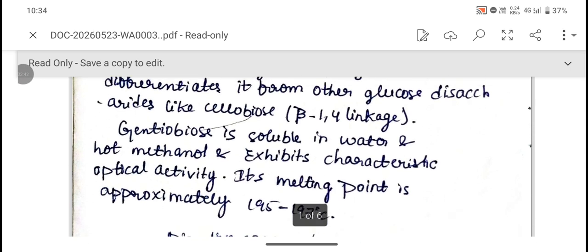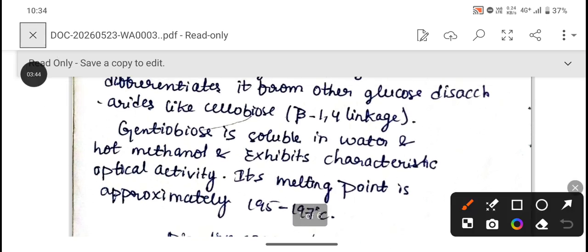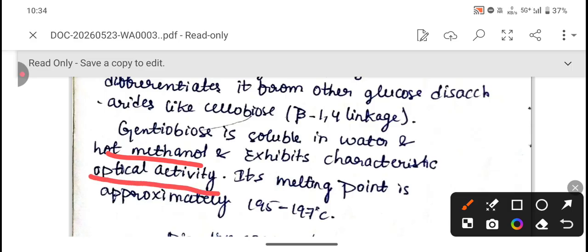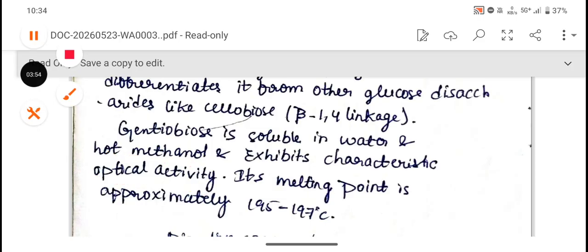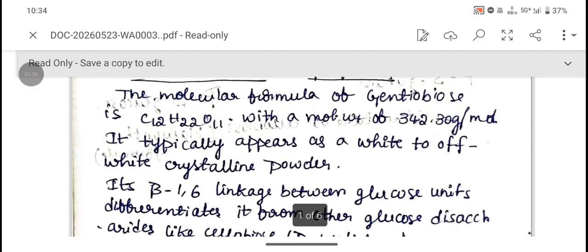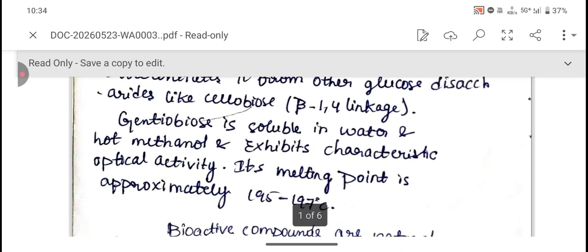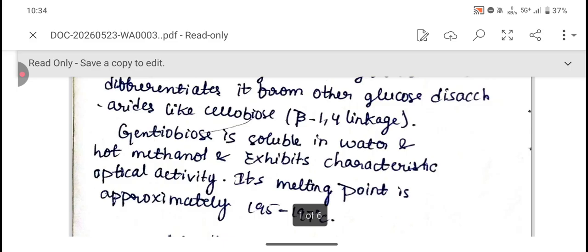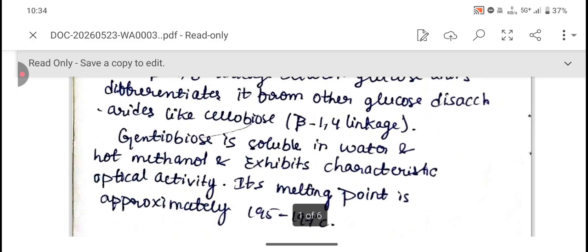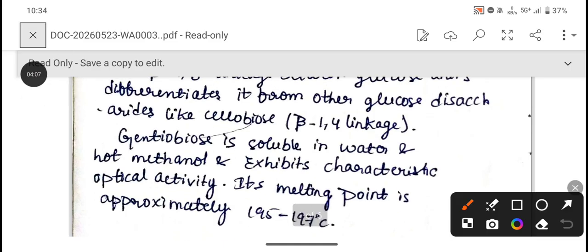Gentiobiose is soluble in water and hot methanol and exhibits characteristic optical activity. As it is a reducing sugar, it also has certain physicochemical properties, right? One such property is the exhibition of optical activity, and its melting point is approximately between 195 and 197 degrees Celsius.